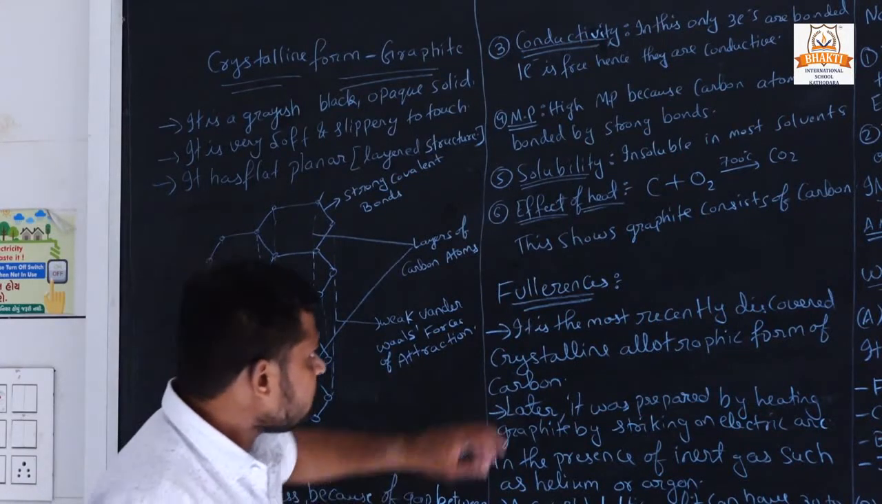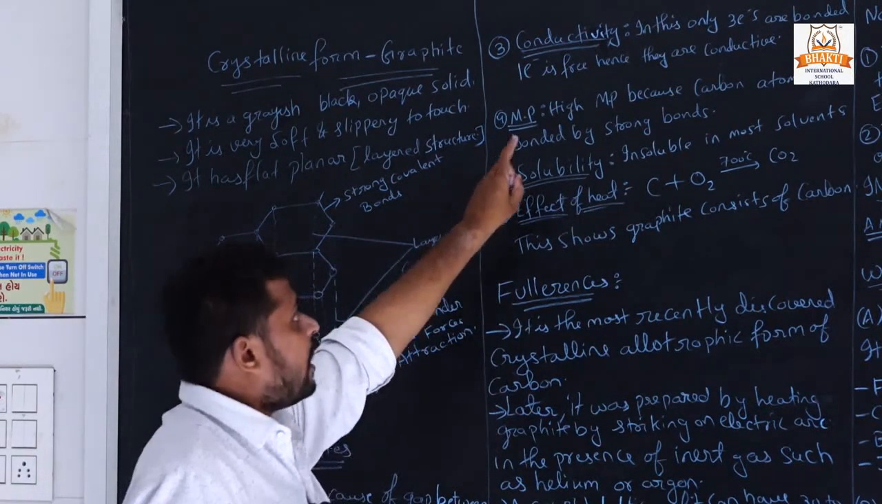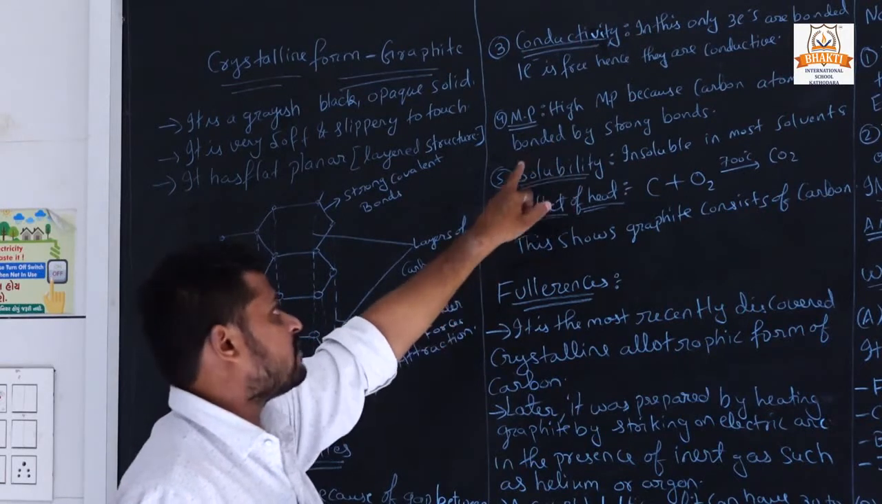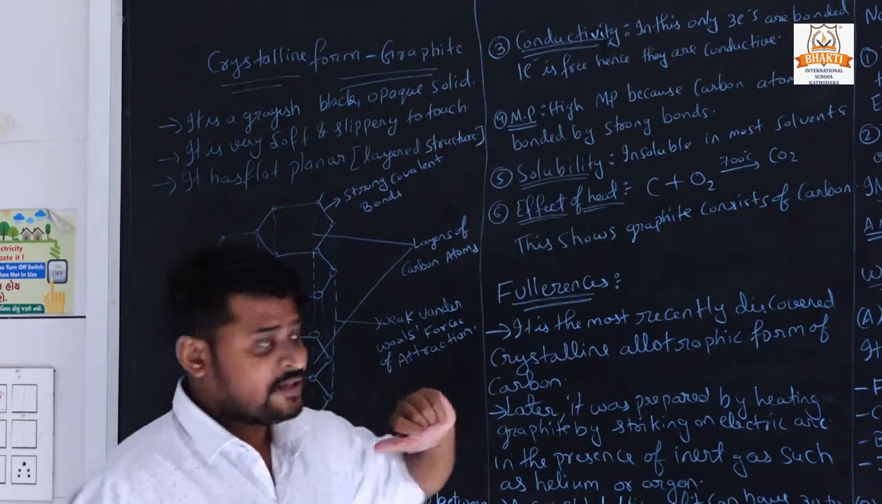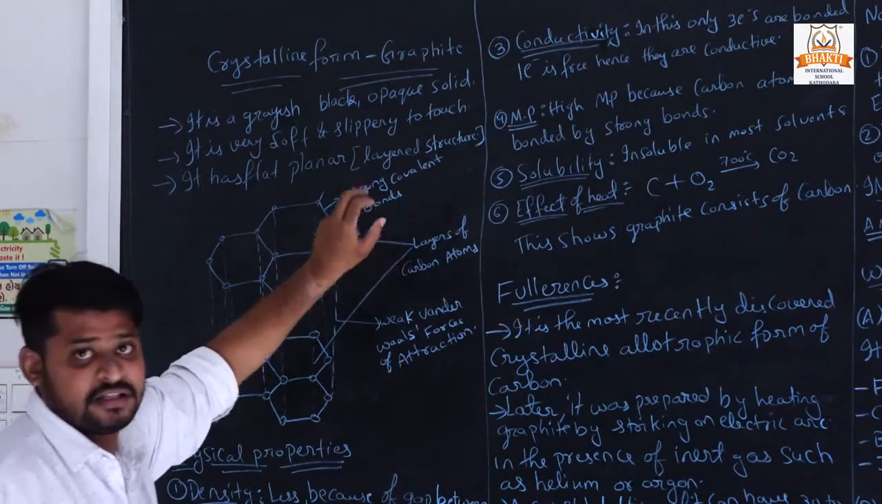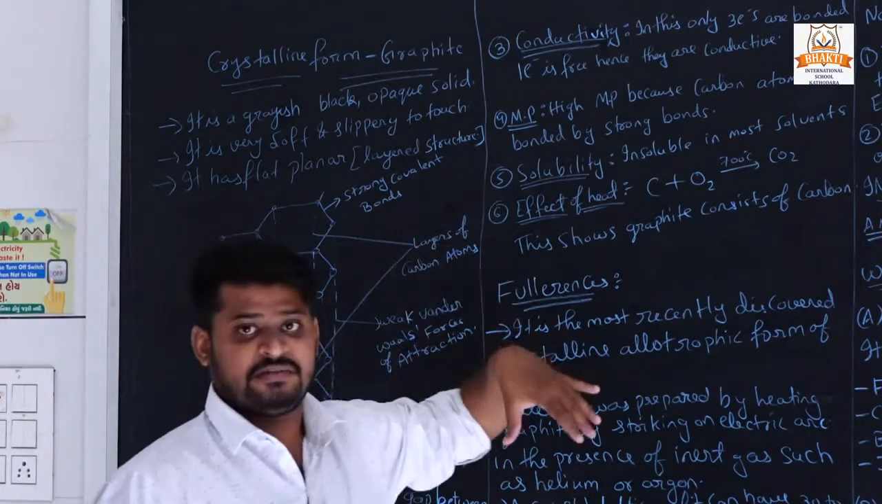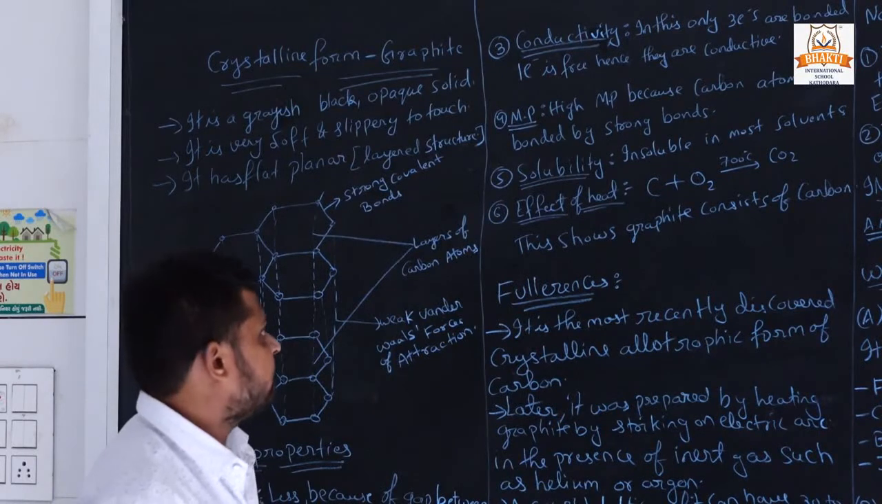Melting point. High melting point because carbon atoms are bonded by strong bonds, meaning strong covalent bonds. That's why the melting point of graphite is very high.